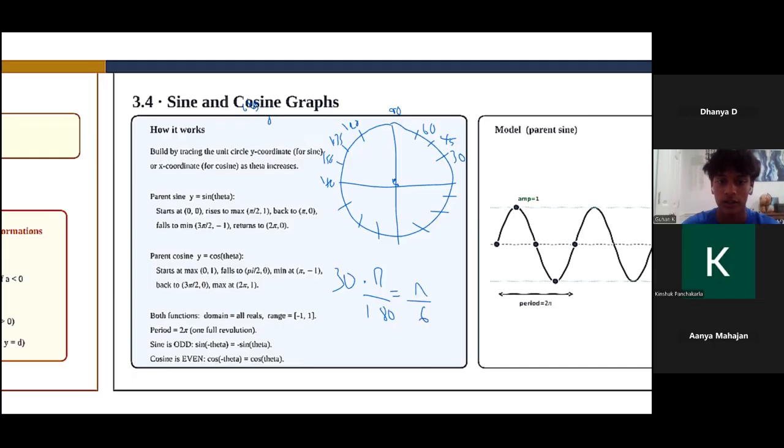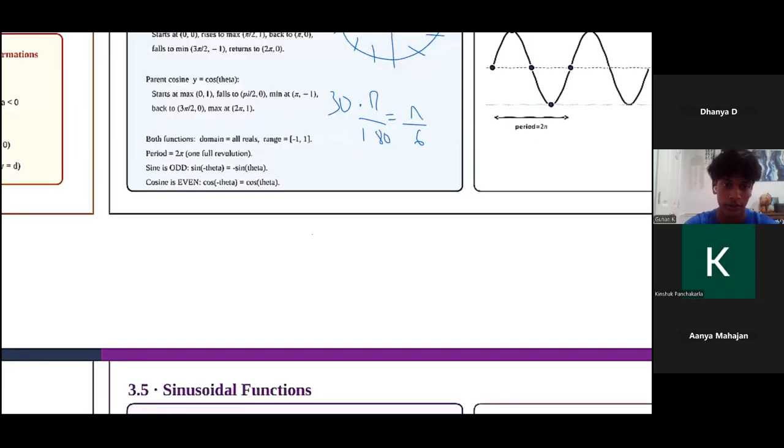Now, to find sine 30, the way you can do it is with a 30, 60, 90 triangle. This is my 90, this is my 30, and this is my 60. If you remember your ratios for a 30, 60, 90 triangle, the side opposite the 30-degree angle is x, the side opposite the 60-degree angle is x times root 3, and the side opposite the 90-degree angle, the hypotenuse, is 2x.